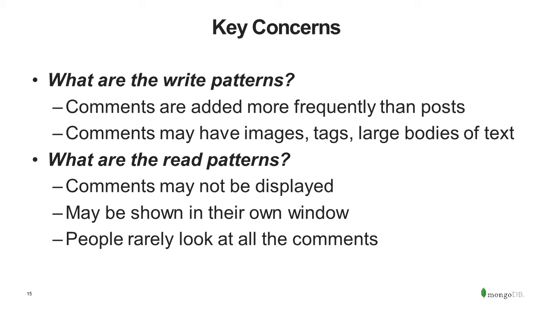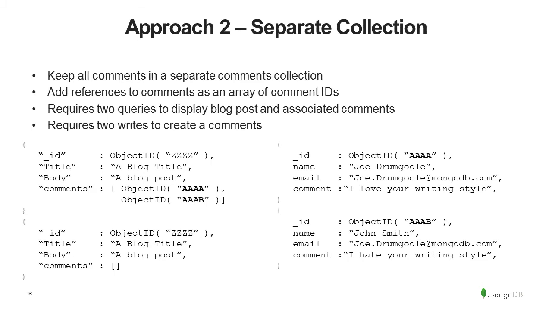So while the write patterns are fixed by the number of writers, the number of readers may change differently. So we can use that knowledge to account for how we build the schema. Right? So the trivial approach is, let's just go to a separate collection. So we're going to keep all the comments in a separate comments collection. And then we're going to add references to the comments as an array of comment IDs.